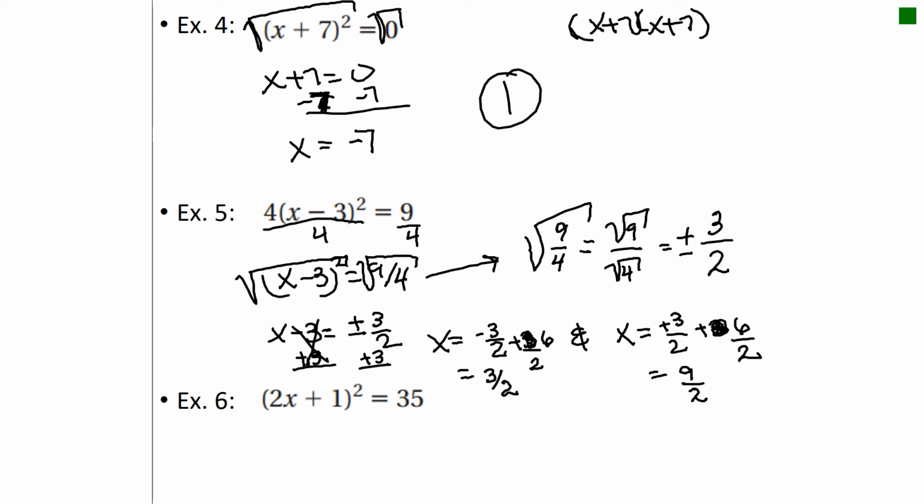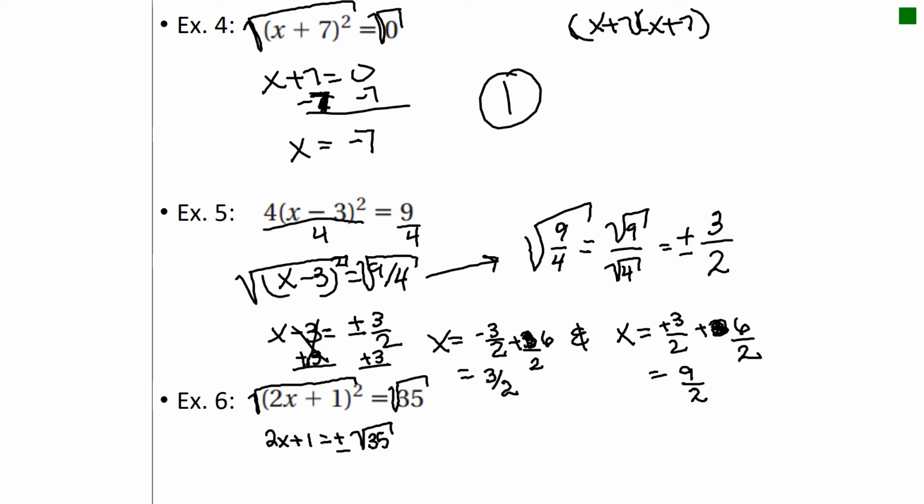Example 6, our last example. We're going to undo our squaring by taking the square root of both sides. 2x plus 1 equals the square root of 35, which is some pretty hideous number, 5.916079. So it is easier if we leave the square root of 35 as the square root of 35. But recognize that this one is going to have two solutions. So I'm going to put plus minus out here to remind myself.